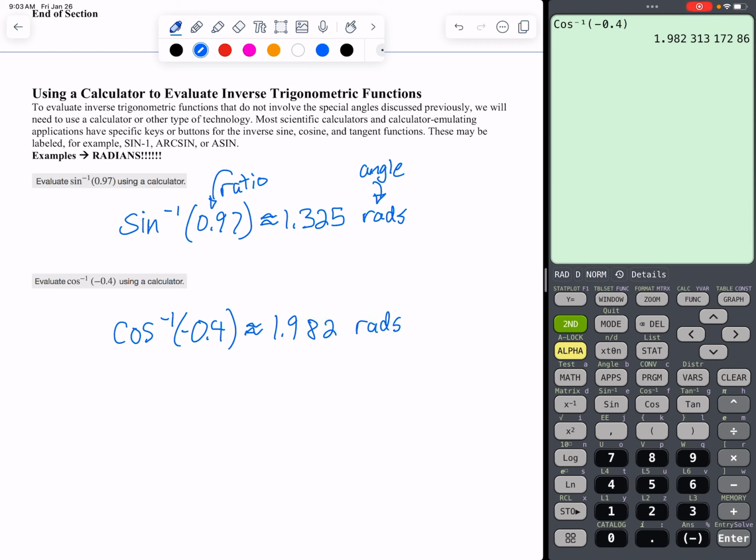Again, I want to emphasize that we're plugging in ratios and getting angles. We're just going backwards.